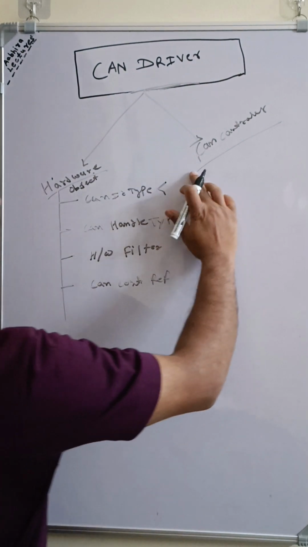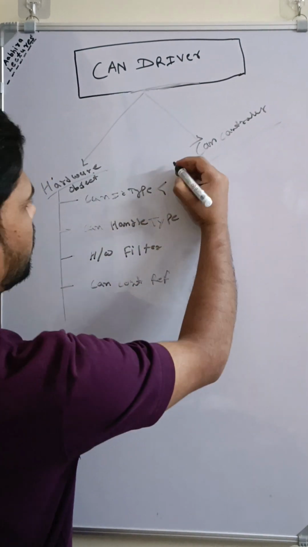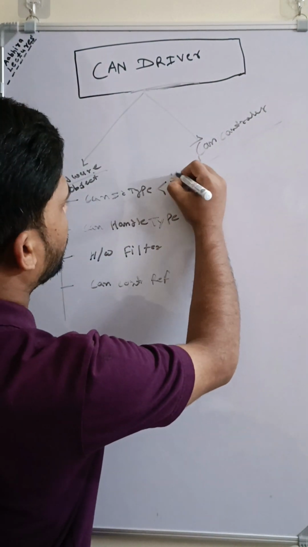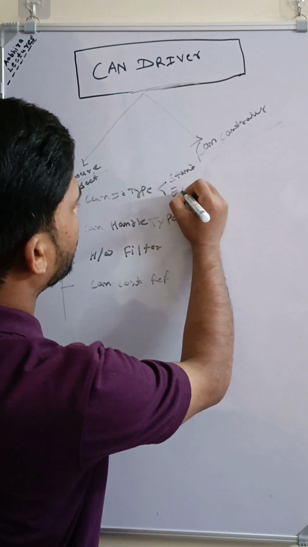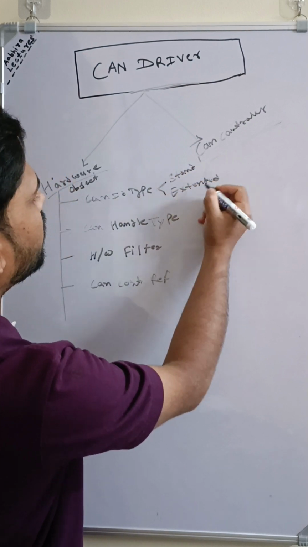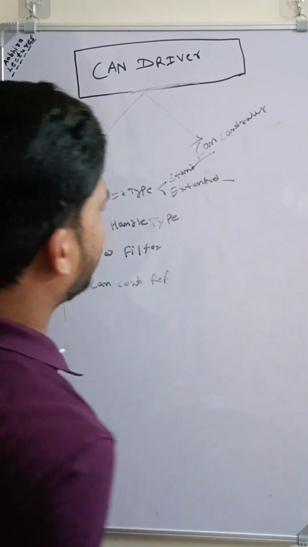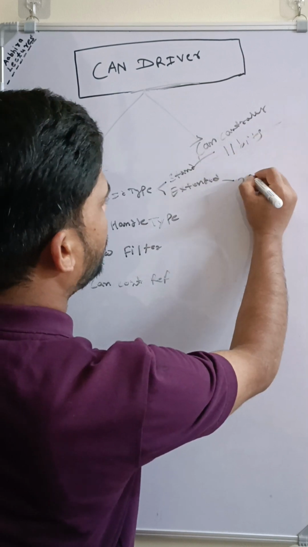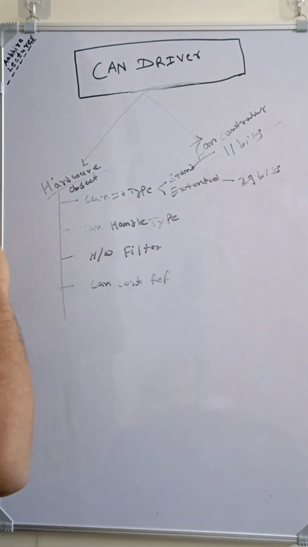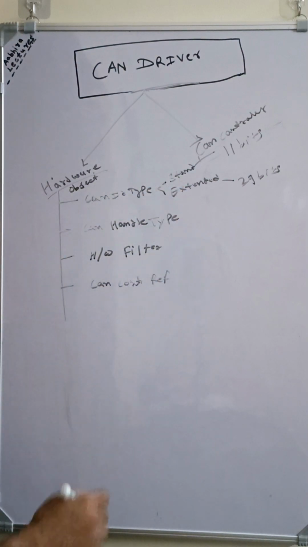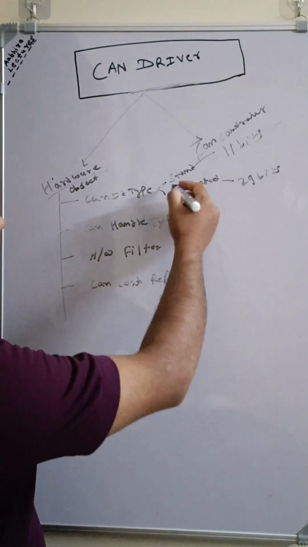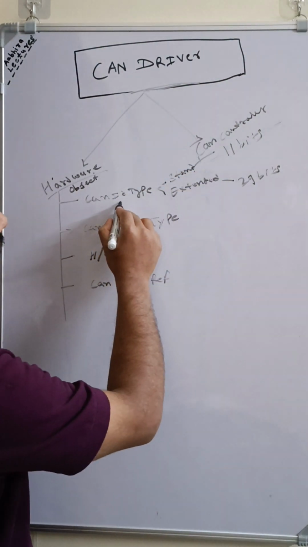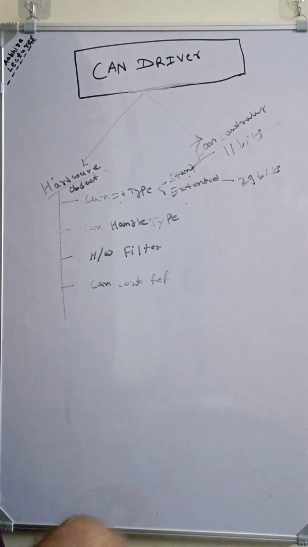In CAN ID type there are two types of container, whether it is standard or extended. Standard means we are configuring 11 bits, and in extended we are configuring 29 bits. If you want to know more, check my last video, where I discussed the CAN data frame and explained what standard means and what extended means. So in CAN ID we will configure standard or extended based on the requirement.